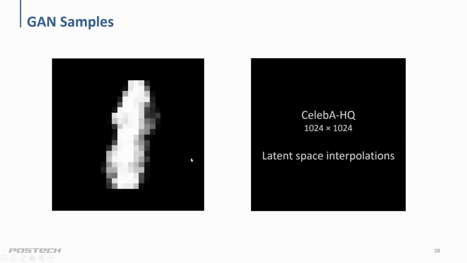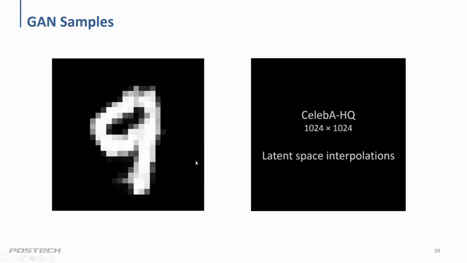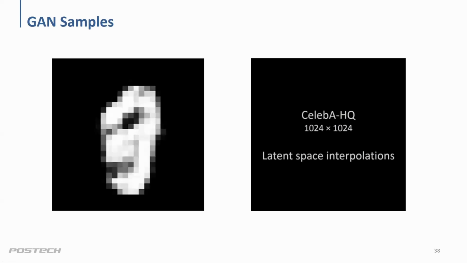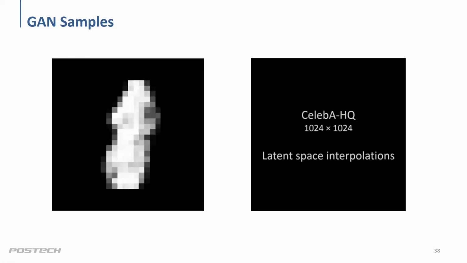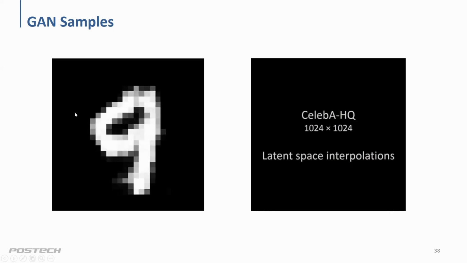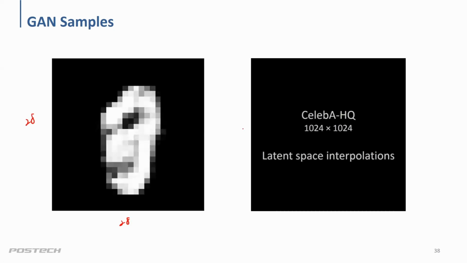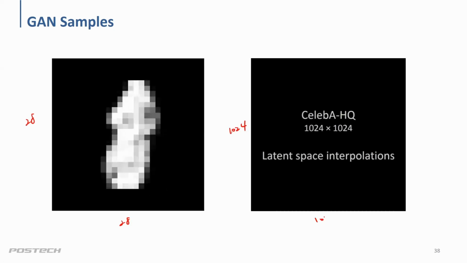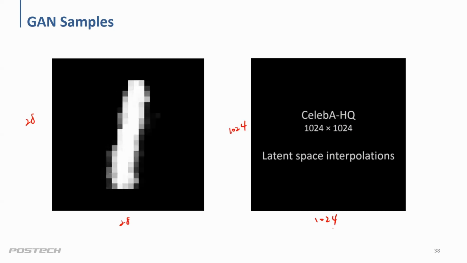This is the generated image. For our case, you have to think that most students are going to run the GAN on CPU, not GPU. So we cannot make complicated examples here. This one is 28 by 28, but this one is like this. So think about the complexity.